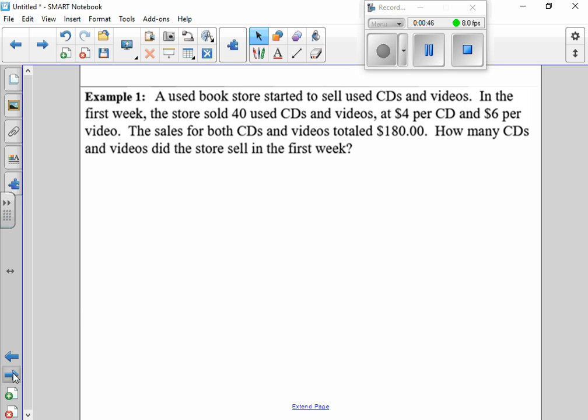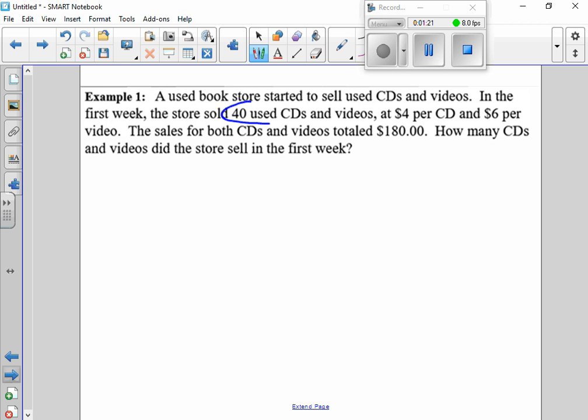All right, so here's example one. I just screenshotted each problem so it's on its own separate page. It says, a used bookstore started to sell used CDs and videos. And we know this is an old school problem because nobody sells CDs and videos anymore. Anyway, in the first week, the store sold 40 used CDs and videos at $4 per CD and $6 per video. The sales for both CDs and videos totaled $180. We're trying to figure out how many CDs and how many videos they sold. All we know is that they sold 40 total, but we don't know how many of each were sold.